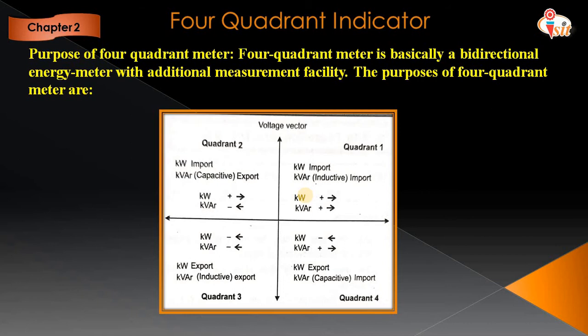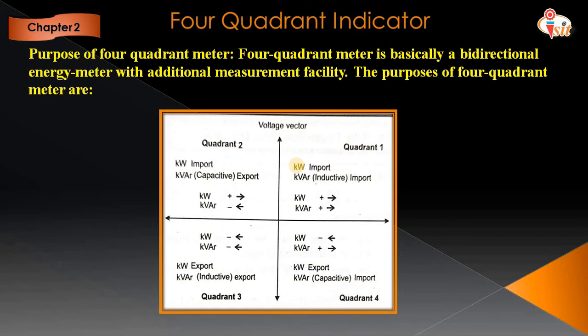Then what is the meaning of active power? Active power is expressed in a watt, also known as real power. Generally active power is measured in kilowatt or watt. That's why your unit is kilowatt or watt. And active power is denoted by notation P.